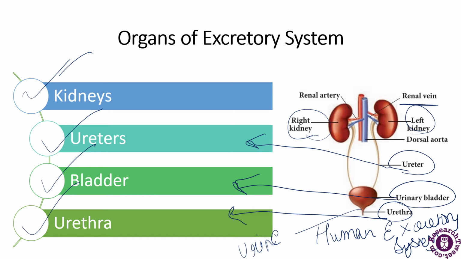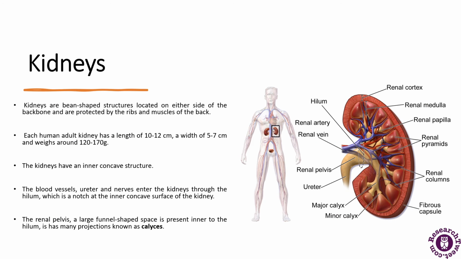Now we will be discussing each of these organs in detail. First, we will discuss the kidneys. As you can see, the kidney has a bean shape, and there are two kidneys in the human body. They are located on either side of the backbone, and are protected by ribs and muscles on the back. The length of the kidney is about 10 to 12 centimeters, the width is about 5 to 7 centimeters, and the weight is about 120 to 170 grams.